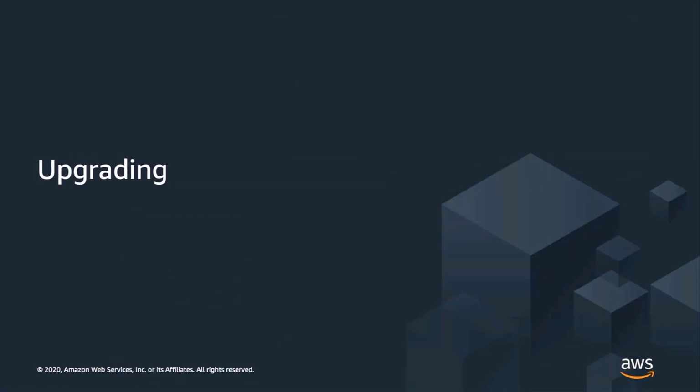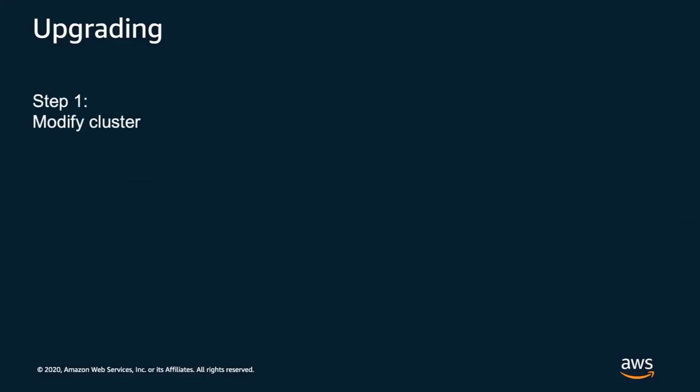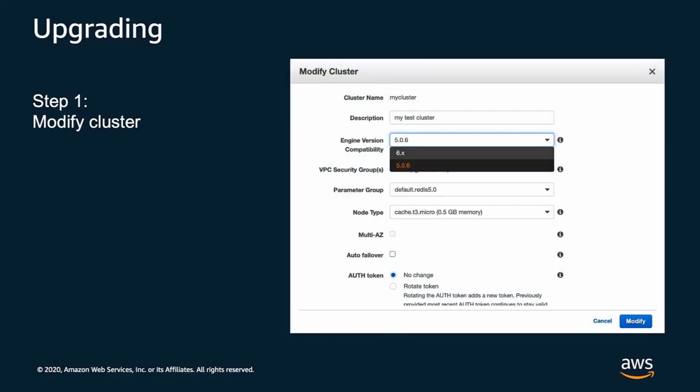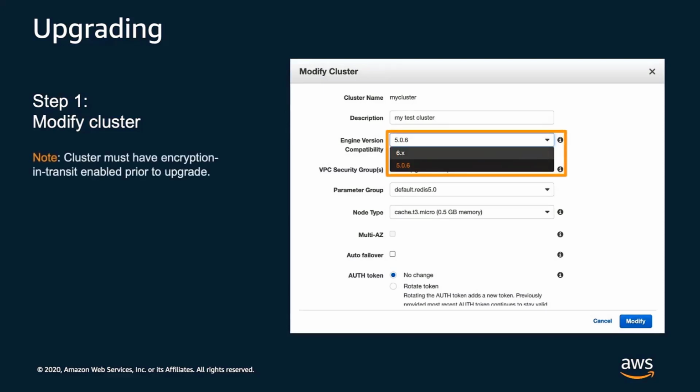And now I'm sure some of you are wondering how you can start using this. It's as simple as creating a new ElastiCache for Redis cluster and selecting Redis version 6. If you have an existing cluster and you want to upgrade it, I'll walk you through those steps next, but it's really easy to do. Step 1 is to go into the Amazon ElastiCache console and modify a cluster. On the modification screen, you'll click on the version compatibility dropdown and select version 6.x.